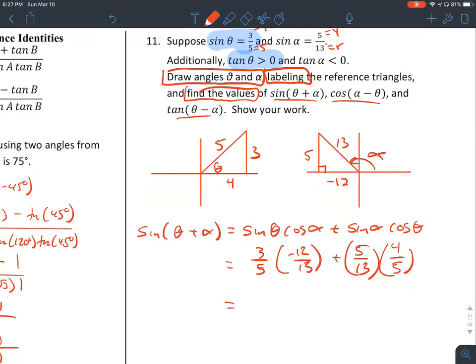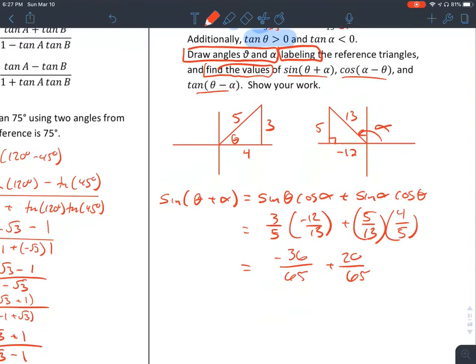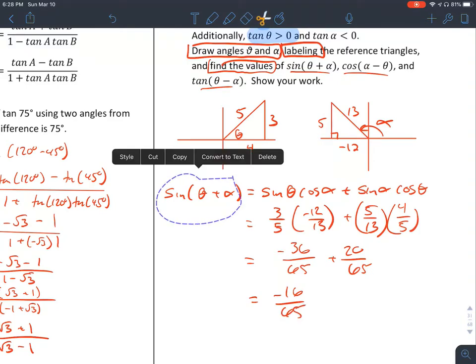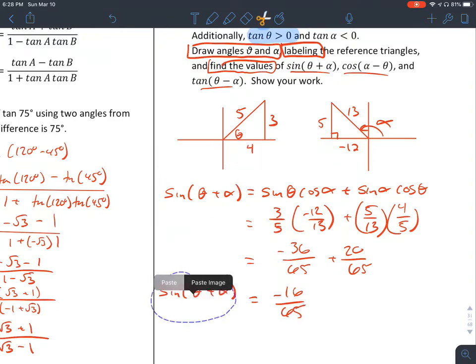It simplifies, we get negative 36 over 65 plus 20 over 65. That's going to give us negative 16 over 65. That's what sine of theta plus alpha is.